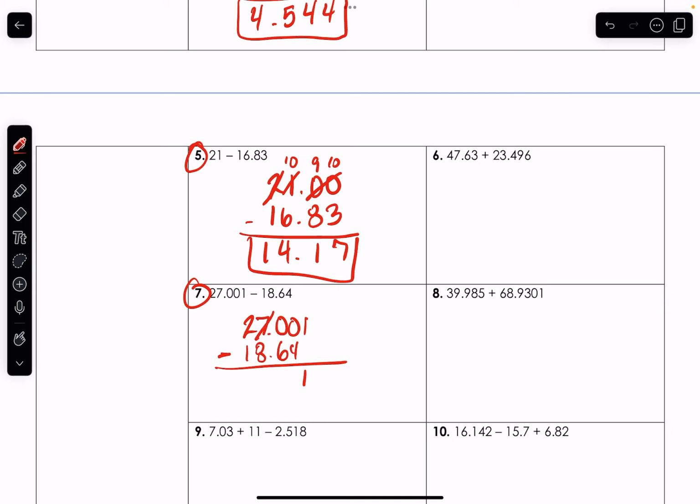Do my regrouping, and I know it's going to have to regroup here. I see it. So I'm going to make that a 1, 16, 9, 10. 10 minus 4 is 6. 9 minus 3 is, sorry, 9 minus 6 is 3. My brain was working faster than my mouth. And 16 minus 8 is 8. So I get 8 and 316 thousandths.